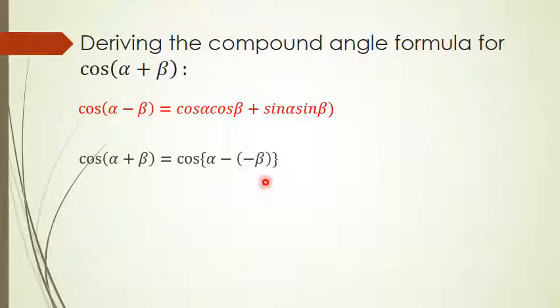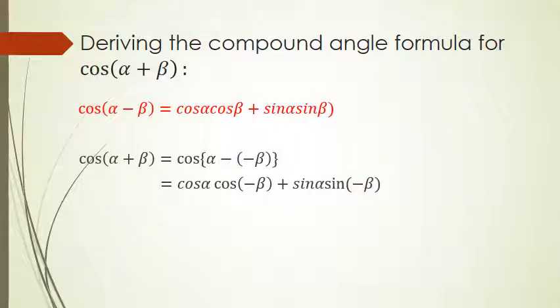Then this looks like this, where beta has been replaced with minus beta. So expanding that means simply replacing beta with minus beta here. So we have cos alpha cos minus beta, that's replacing this beta with minus beta, plus sine alpha sine minus beta, replacing beta with minus beta here.